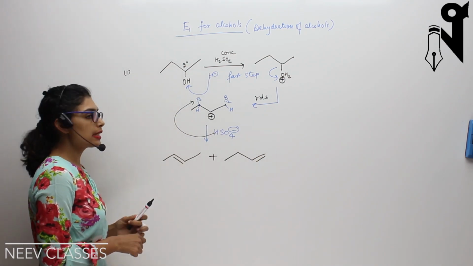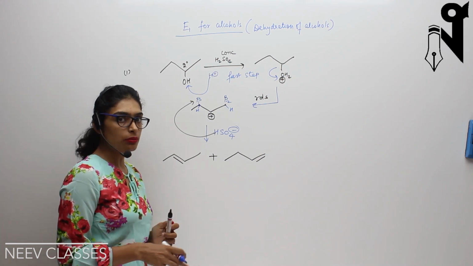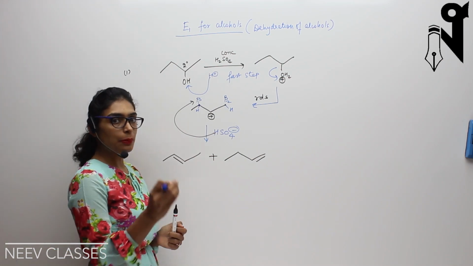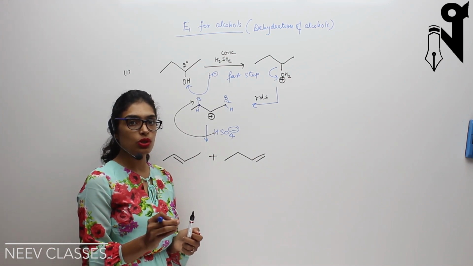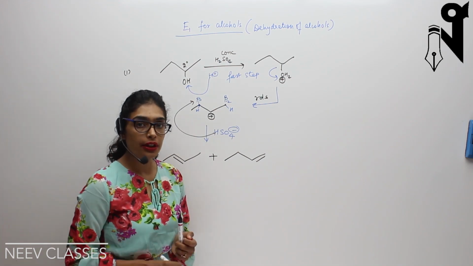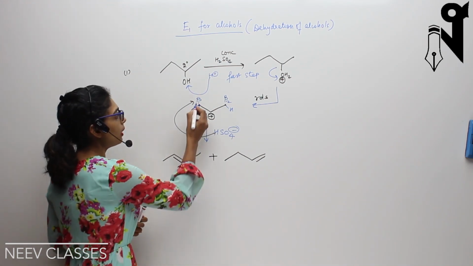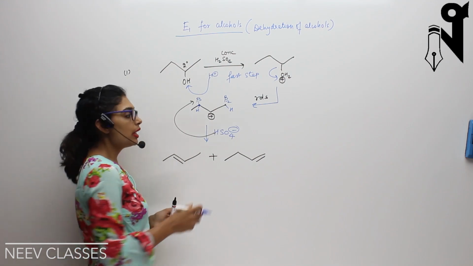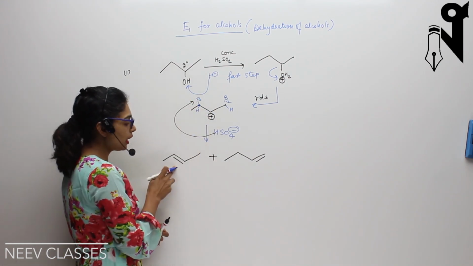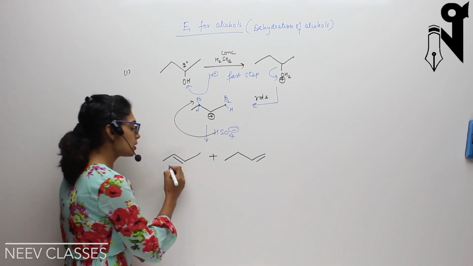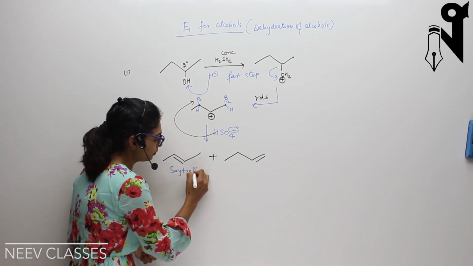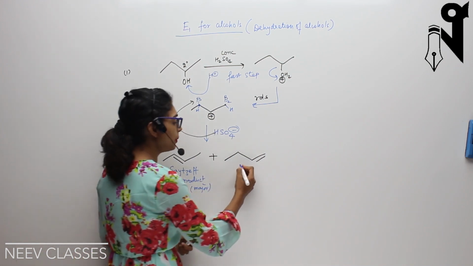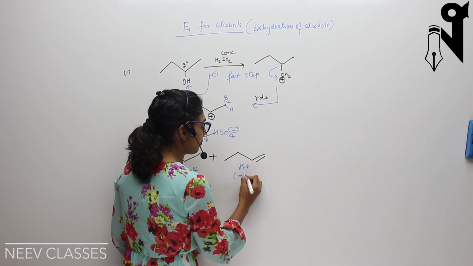Now we had already discussed that the E1 reaction follows the Saytzeff rule, and hence will give the Saytzeff product as the major product. That means the removal of hydrogen will take place from the more branched, more alkylated, more crowded carbon. Look at beta 1. Beta 1 is more crowded than beta 2. Beta 2 is a primary carbon, beta 1 is a secondary carbon. Hence, the alkene formed between beta 1 and the carbocation carbon will be the Saytzeff product. This is our Saytzeff product, and this will be major. And this will be the Hofmann product, and this will be minor.